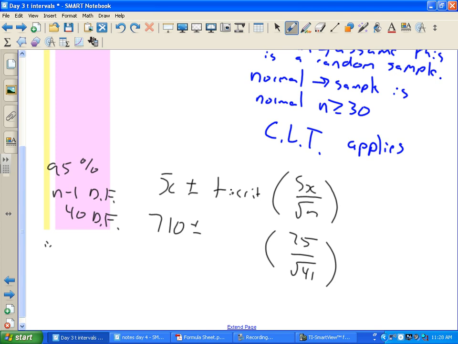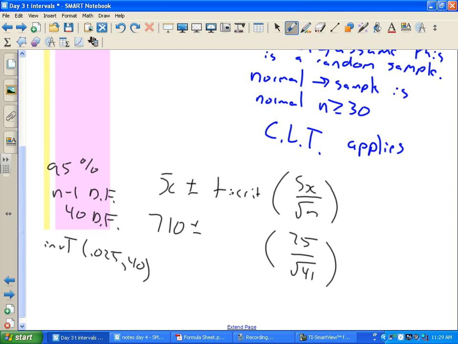Which means I need to inverse t. 95 is 0.025, comma, 40. You can pull this right off your formula sheet as well. You'll see at the very bottom, I showed you guys who have to use the formula sheet, 95% confidence, and 40. That's the actual value on your formula sheet.